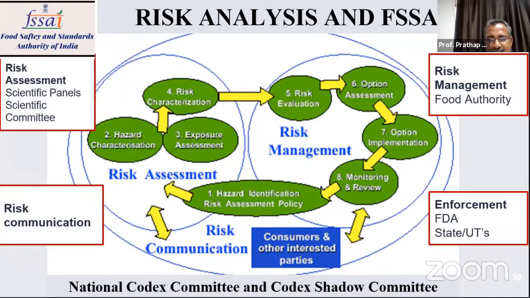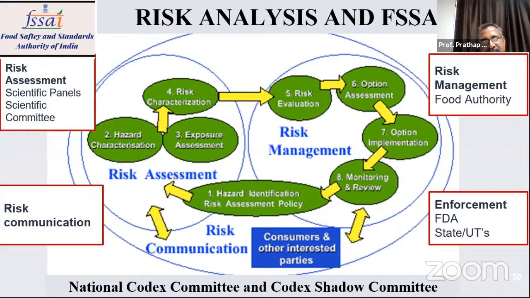You can see the risk assessment is done by them, using scientific panels and scientific committees, and risk management is also done by the food authority. Then risk communication is done in coordination with the press and the information broadcasting ministry, and enforcement of food safety regulation is done by the Food and Drug Administration of the states and union territories. And overall, it is the consumers and other interested parties whose interest is kept in mind when all these things are done. In the bottommost line, I have put the National Codex Committee and the Codex Shadow Committee.